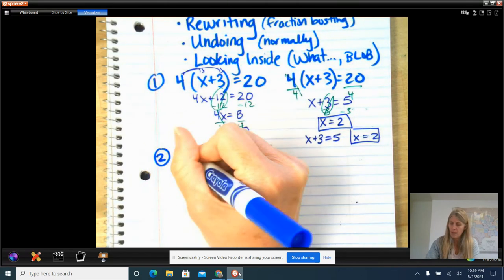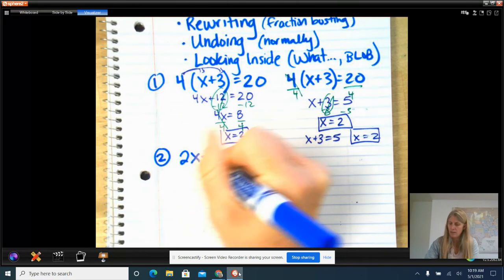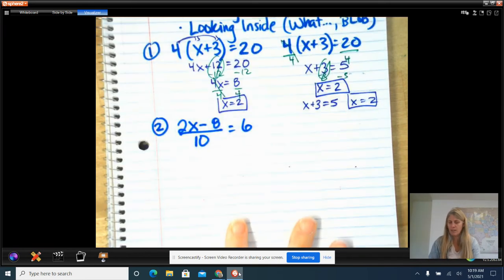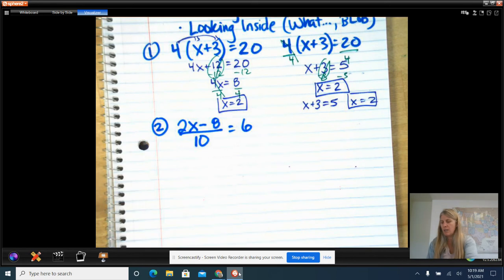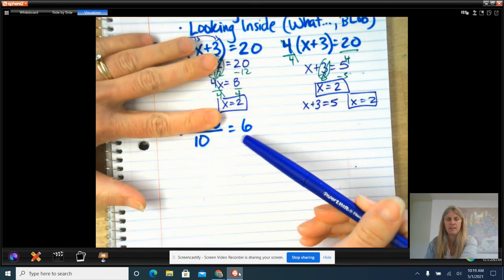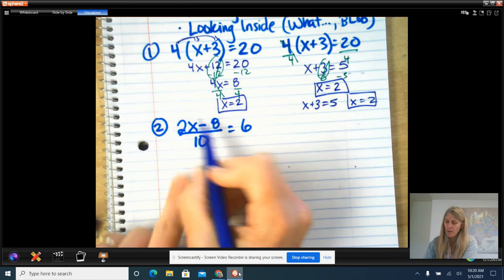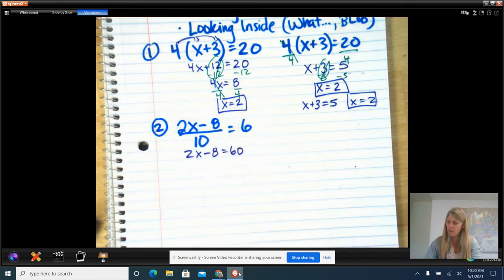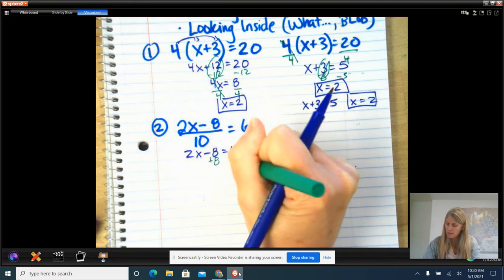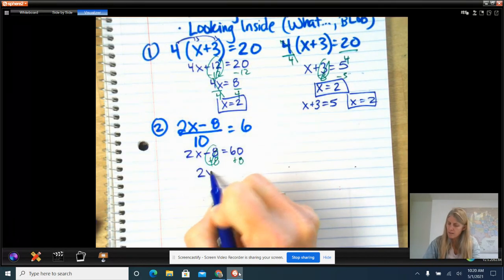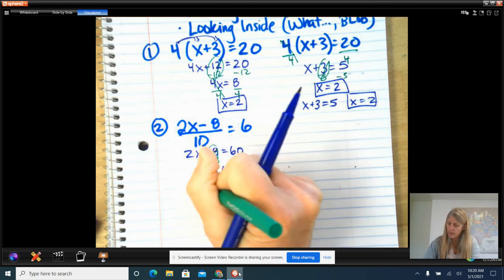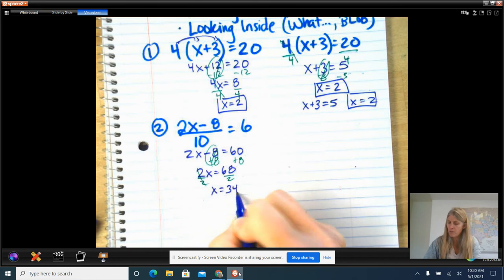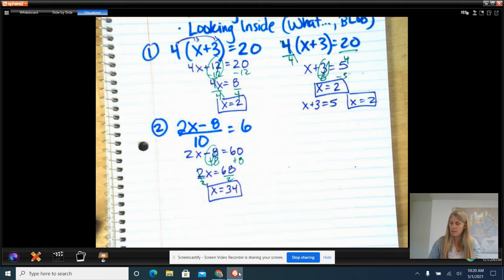Okay, let's look at another one: 2x minus 8 divided by 10 is equal to 6. Now, I like to practice the looking inside method just because we don't use it very often. I know something divided by 10 is 6, and I know that's going to be 60. So I set my what, 2x minus 8, equal to 60, and then I can solve. Add 8 to both sides. 2x is equal to 68. Divide both sides by 2, and I have x is equal to 34. Okay, that's the looking inside method.